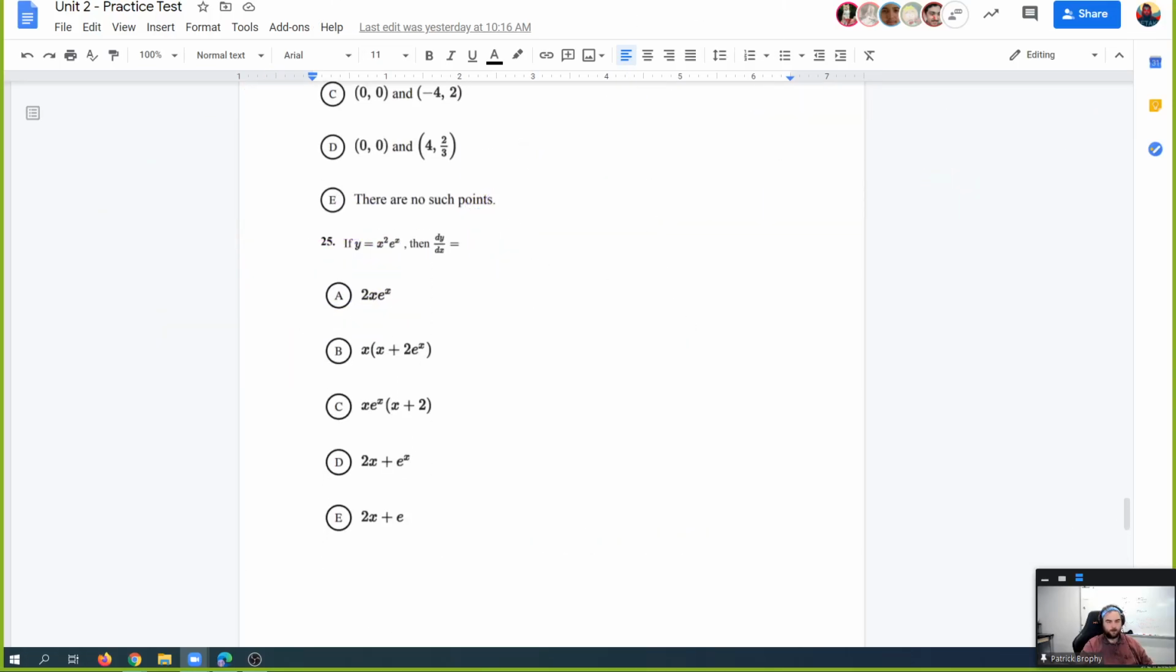25, pretty simple product rule. So it's going to be 2x times e to the x plus x squared times the derivative of e to the x, e to the x. None of those match up, but if you factor it out, x e to the x, you'd actually get C.